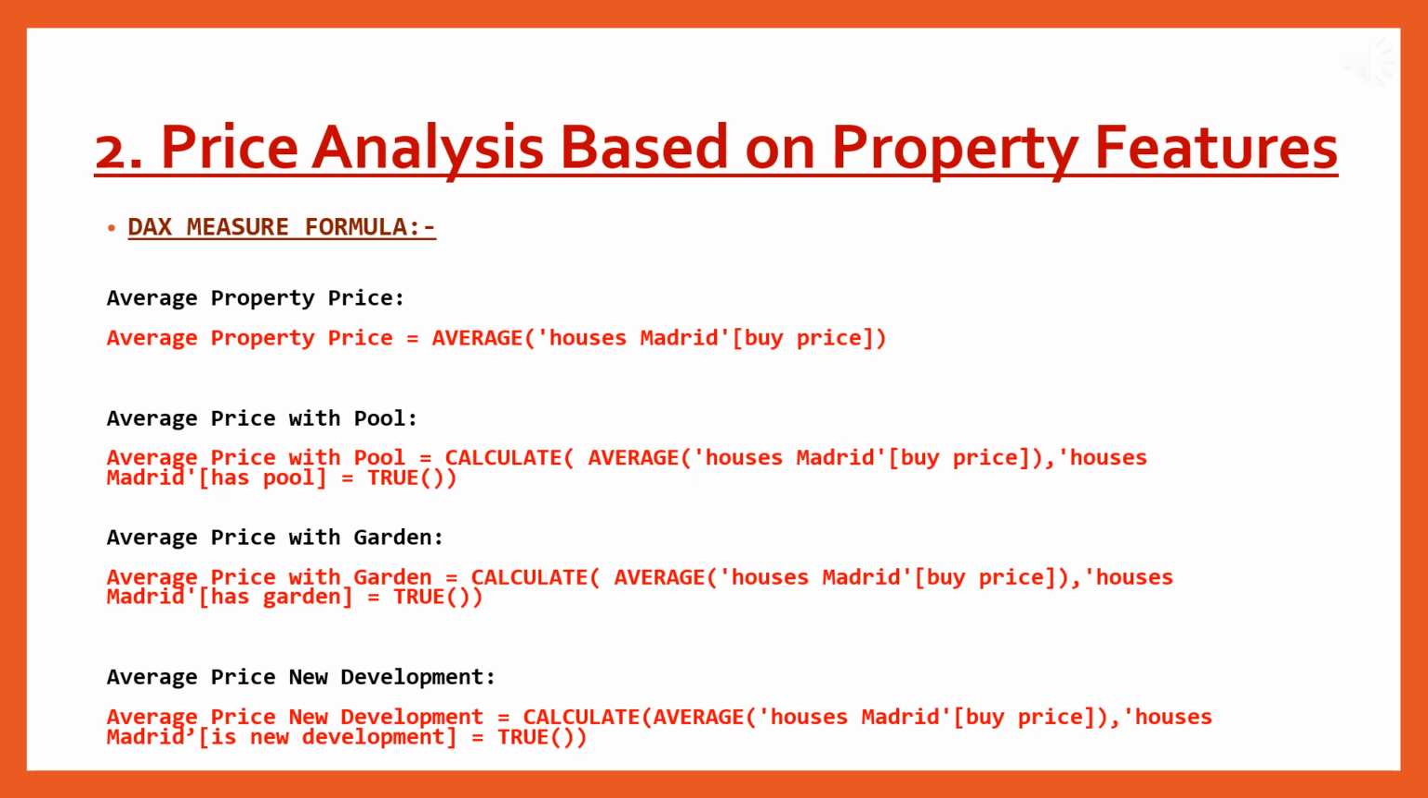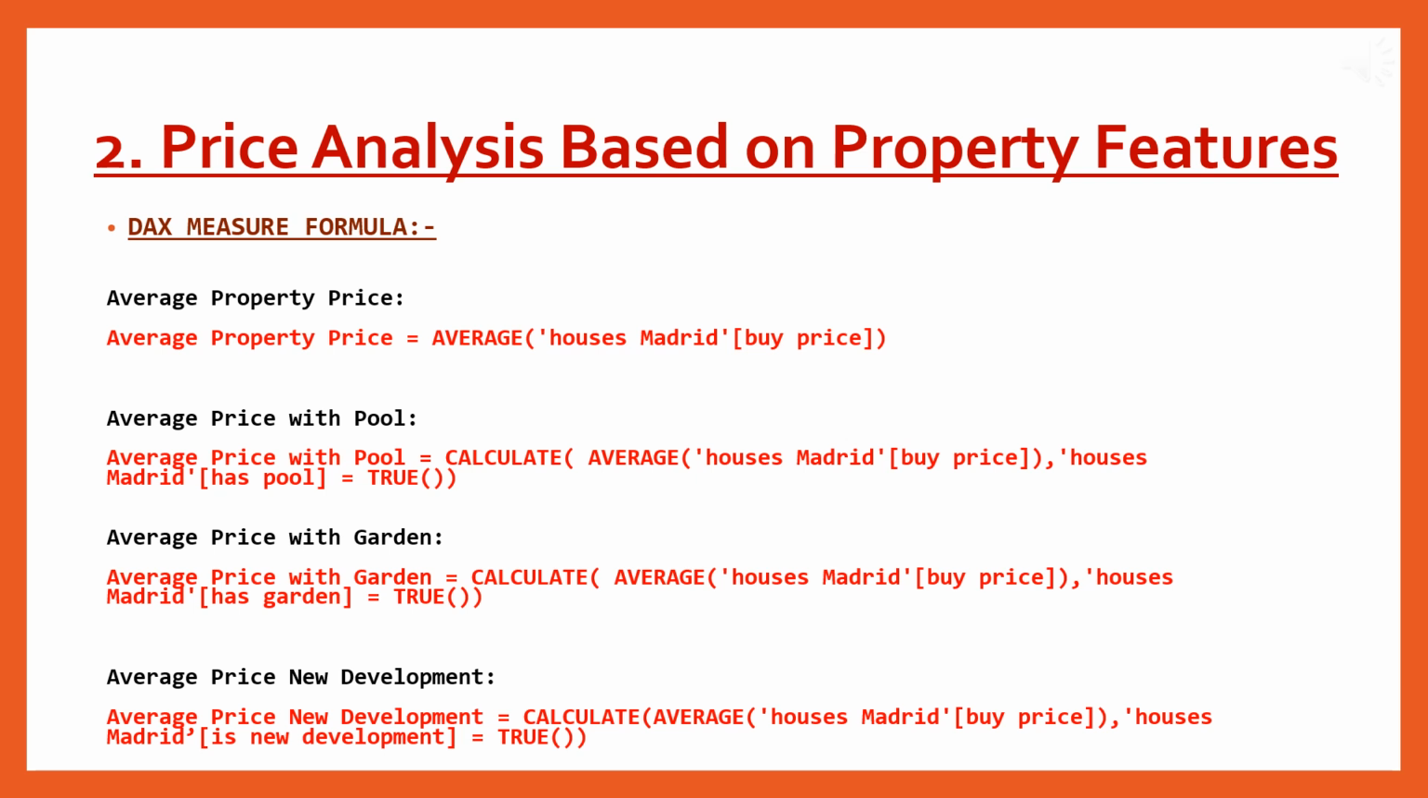Price analysis based on property. In this I have used DAX measure formulas. First one is average property price. In this I have calculated the average buy price of property in the house metric table. Then the average price with pool: in this I have calculated the average buy price of property in the house metric table, which will only include property with pool.